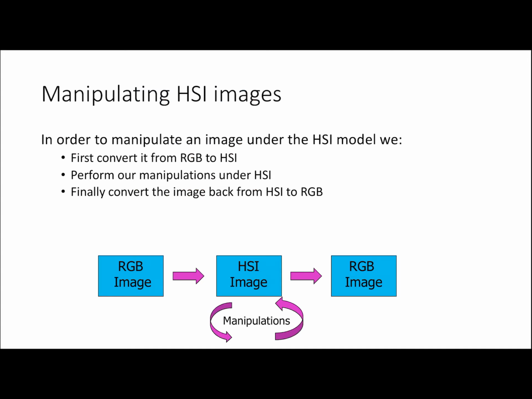So if we want to manipulate an image under the HSI model, first we need to convert RGB to HSI image. This we have already seen. We can apply image processing operations in this color space, and once we have applied various image processing operations, we can convert this HSI image to an RGB image again, so that it can be visualized or used for display purposes.